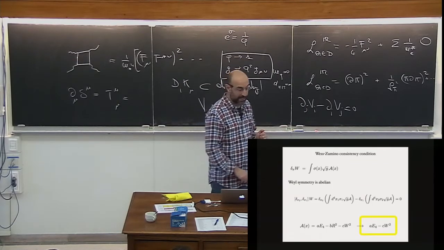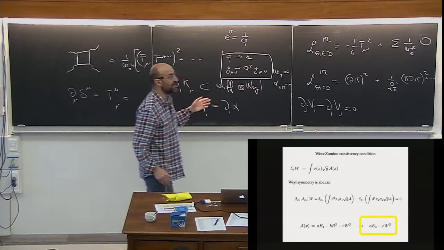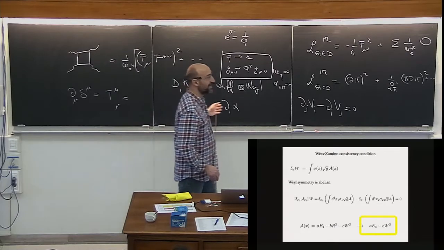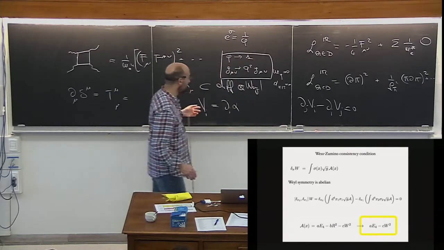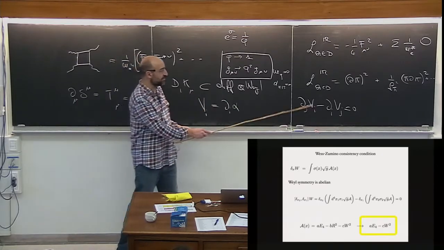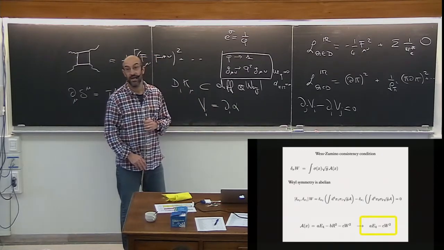Now we come to what I was saying before. An anomaly is a derivative of a functional, so it must satisfy an integrability condition. In field theory, the integrability condition that I wrote here is known as the Wess-Zumino consistency condition.